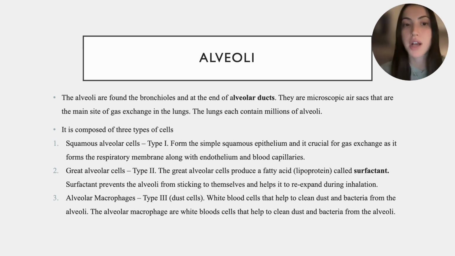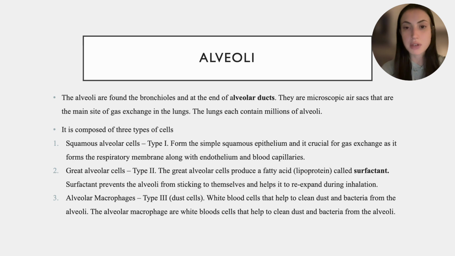The last structure that I'm going to talk about are the alveoli. These are a microscopic structure within the lungs. I didn't depict them in my drawing, so I do apologize for that. They are little grape-looking structures. We have millions of them within our lungs, so it would have been a lot to draw. But the alveoli are found on the bronchioles at the end of the alveolar ducts. They are microscopic air sacs that are the main site of gas exchange in the lungs. And like I said, the lungs contain millions of these alveoli.